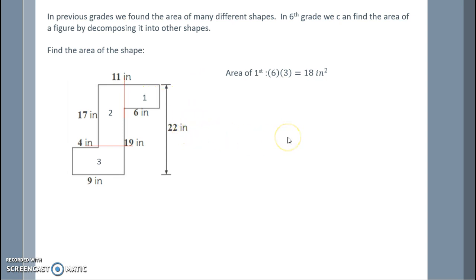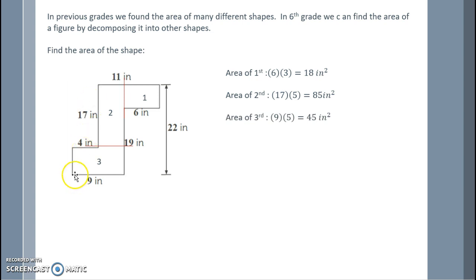So 6 times 3 is 18 inches squared. The area of the second one is 17 by 5. So I see that this is 17. This whole length is 11, but a portion just right here is 6. So 6 and 5 would give us 11. So 17 times 5 is 85 inches squared.